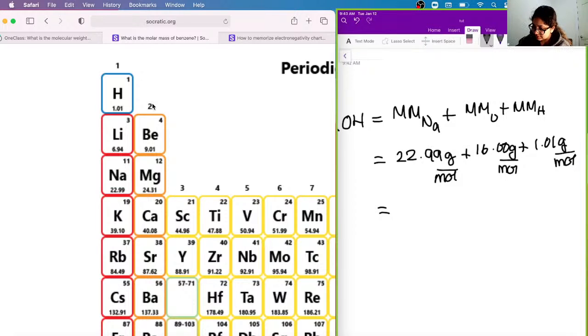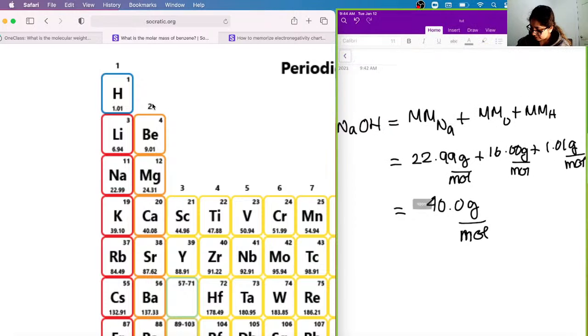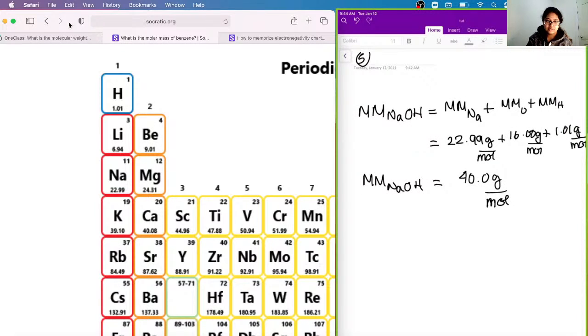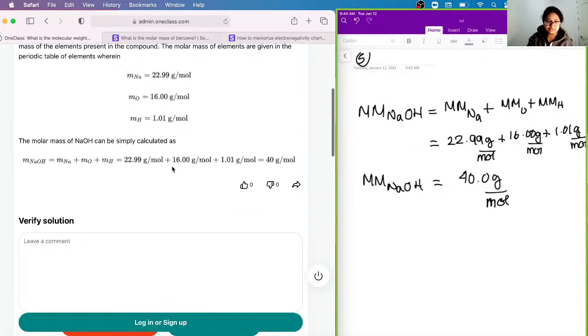And so when you add these 3 numbers together, what you would have is 40.0 grams per mole. And so the molar mass of sodium hydroxide is 40 grams per mole. And so the solution here is correct.